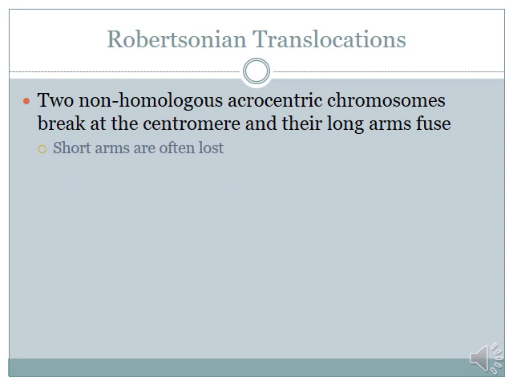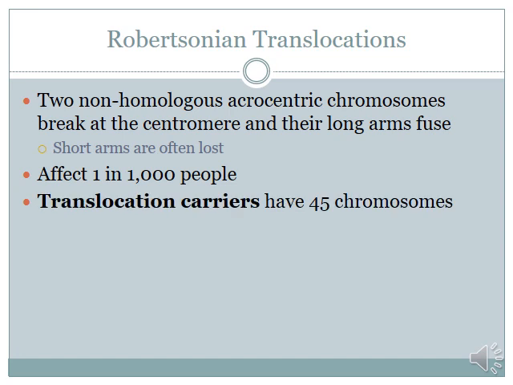If you look at the Robertsonian translocation, two non-homologous acrocentric chromosomes break at the centromere and their long arms fuse. The short arms are often lost. This affects about 1 in 1,000 people. The translocation carriers have 45 chromosomes, and they produce unbalanced gametes.